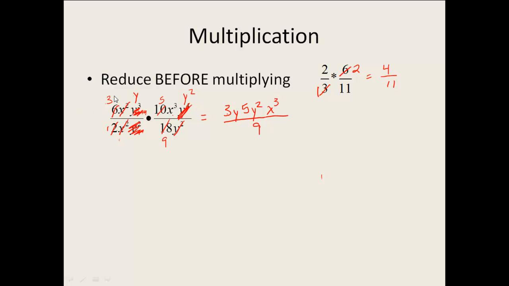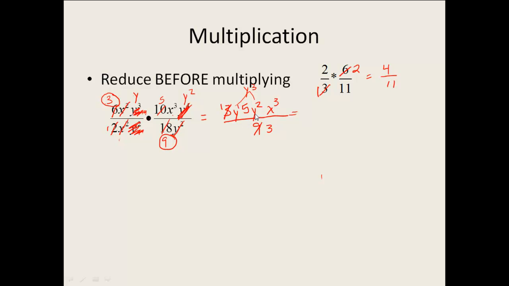Now you might not have noticed that right away because the 3 was on top of the first fraction and the 9 was on the bottom of the second fraction, but since one's on top and one's on bottom, you can still reduce them. So I'm going to reduce them by 3. And then I'm going to combine my y's here. They are on the same level. They're both on top, so I follow my rules of exponents. This is y to the first and y squared. My rule says I add my exponents, so I'm going to have y to the third.